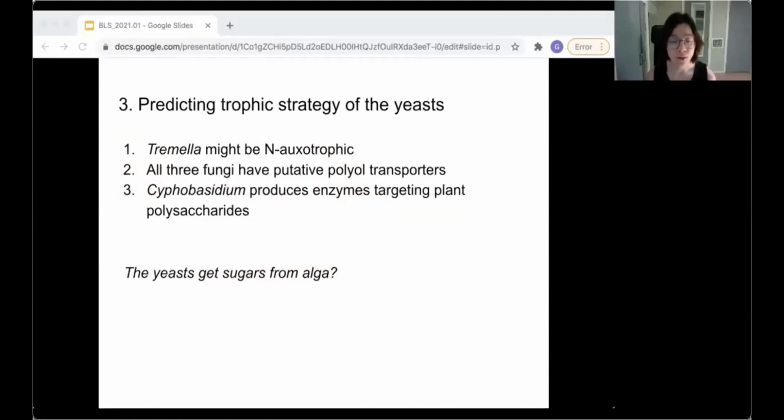Second, all three fungi have putative polyol transporters. And it is important because polyols, also known as sugar alcohols, are the carbohydrates that the alga delivers to the Lecanoromycete. And third, Cyphobasidium produces enzymes that target and break down plant polysaccharides. So taken together, this evidence led us to hypothesize that the yeast might rely on alga for sugars, and this can be viewed as evidence against the hypothesis that the yeasts are parasitic on the Lecanoromycete.